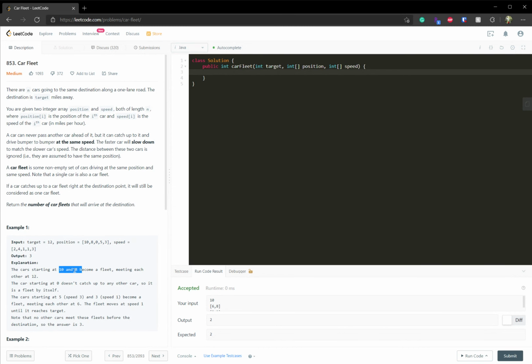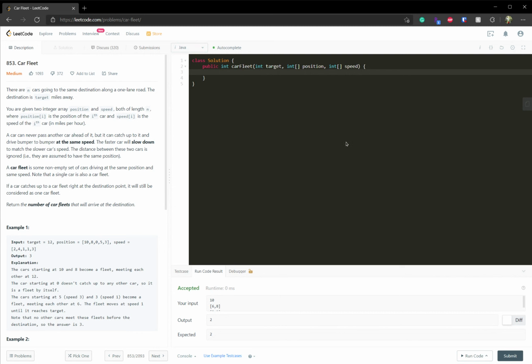In this example, cars 8 and 10 will meet each other at time 12, and car 0 doesn't catch up to any car, so it's a fleet by itself. And the cars at 5 and 3, which are the last two, will meet each other at time 6. So it will be a total of 3 fleets. The idea here is to calculate the time, because they all start moving at the same time.